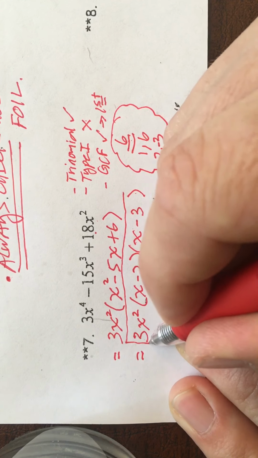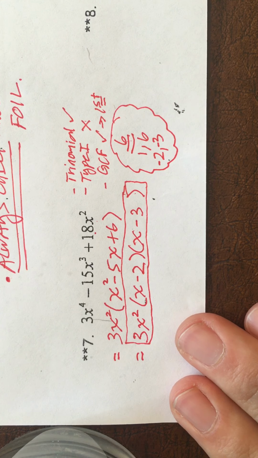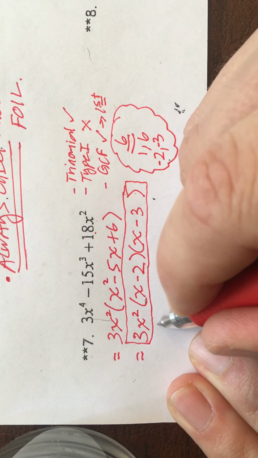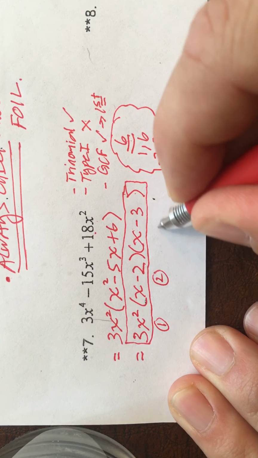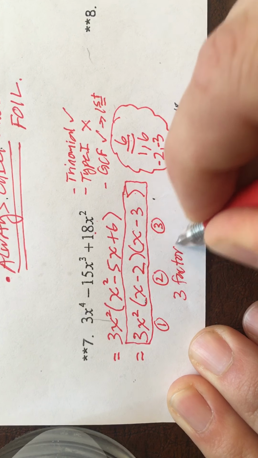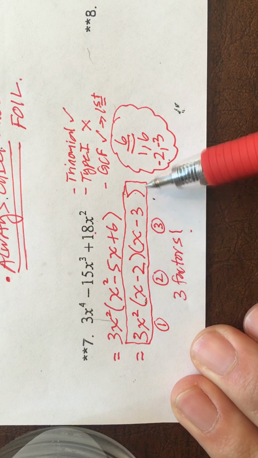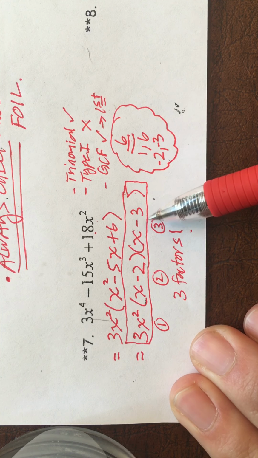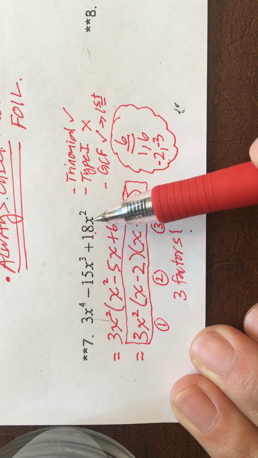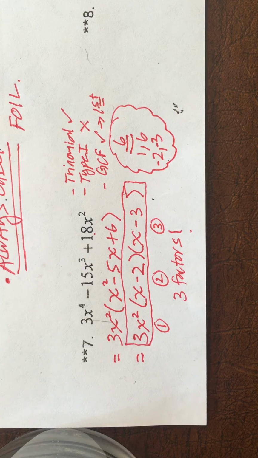And we would have successfully factored number 7. Keep in mind here there are 3 factors. 1, 2, 3. There are 3 factors. A monomial times a binomial times a binomial. And we could always check that to see, would we get this given polynomial? And you would see that we do. All right, let's try one more together.